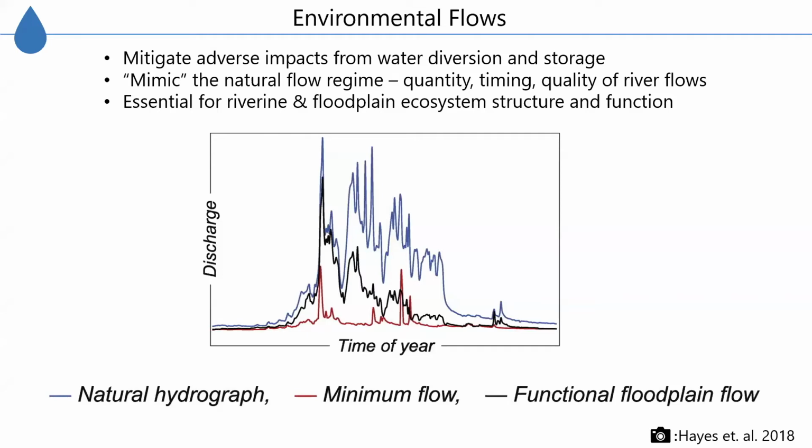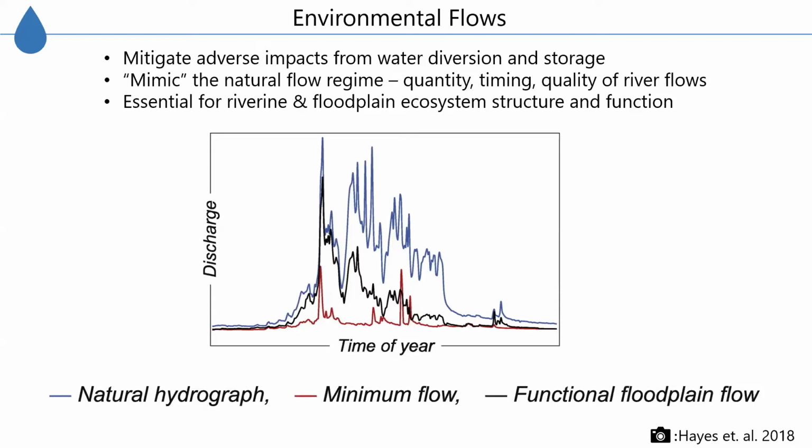I'm going to be talking a lot about environmental flows in this presentation, so I just wanted to introduce that concept to folks if they're not familiar with it. Environmental flows are used to talk about mitigating the adverse impacts from water diversion and storage. We can look at a hydrograph of a river at a certain point and see the natural hydrograph in blue and the other minimum flows or functional floodplain flows that people talk about. We use that to mimic a concept known as the natural flow regime, which is defined as the quantity, timing, and quality of river flows.